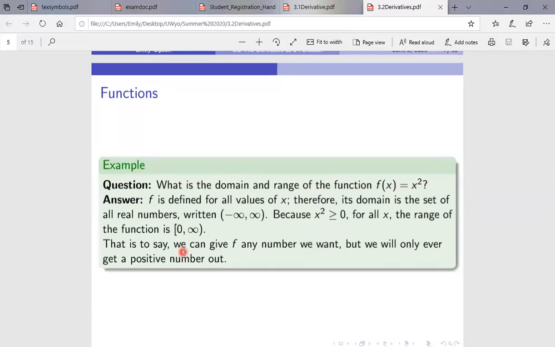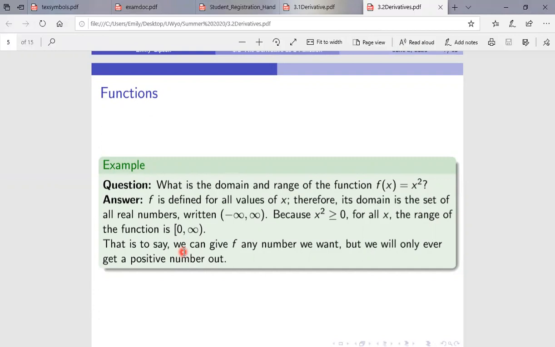And this just means I can put in whatever number I can think of. I can put in 15, I can put in negative 52, I can put in 3.5. Any of those numbers, as long as they're real numbers, I can find them on the number line, are fair game. I can plug them into x squared and I'm going to get a valid output. So our domain is all the real numbers from negative infinity to positive infinity.